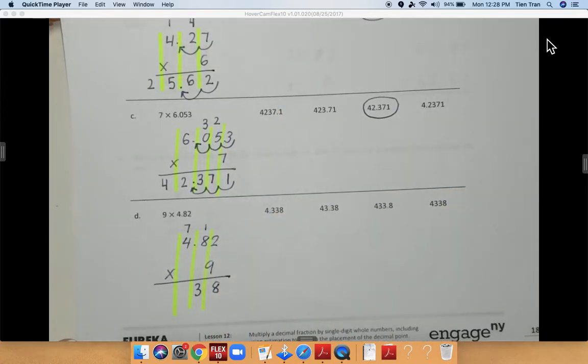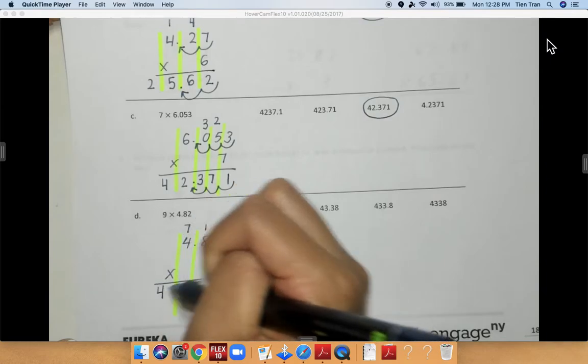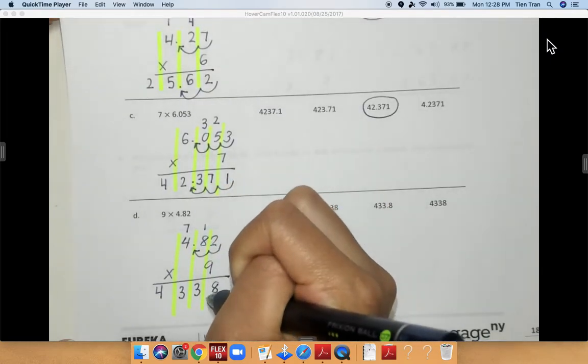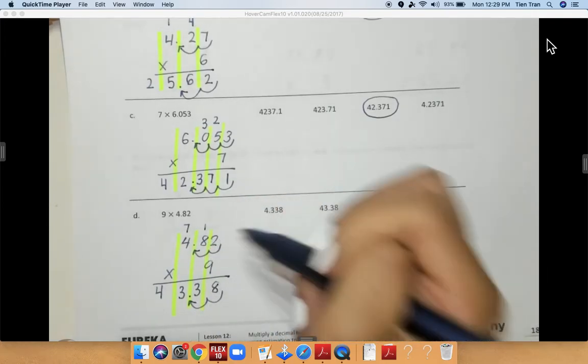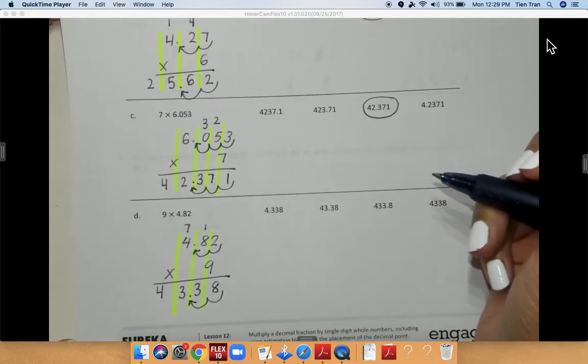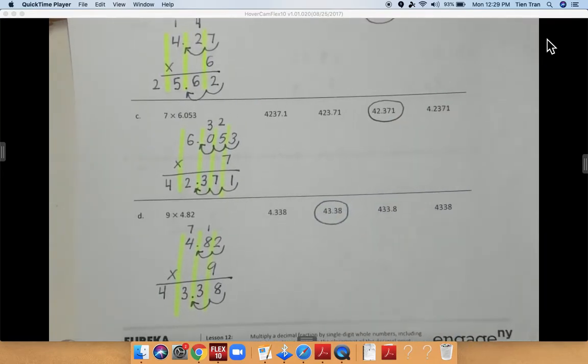9 times 4 is equal to 36. 36 plus 7 is equal to 43. Okay, I'm going to move my decimal over 2 times, and same thing right here. What I do to my decimal or my problem, I need to do to my answer as well. So I get 43 and 38 hundredths. Okay, now I'm going to turn the page.